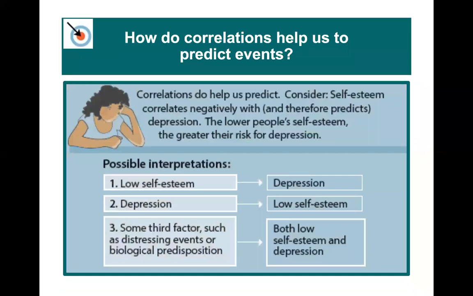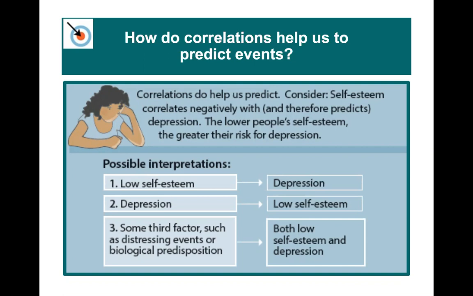So how do correlations help us to predict events? Correlations do help us predict. So self-esteem correlates negatively with, and therefore predicts, depression. So as self-esteem goes up, levels of depression go down, and vice versa. The lower people's self-esteem, the greater their risk for depression. So possible interpretations could be one of multiple things. Low self-esteem leads to depression, depression leads to low self-esteem, or some other third factor, such as some sort of distressing environmental event, or a genetic biological predisposition that both are affecting, or a couple different factors.